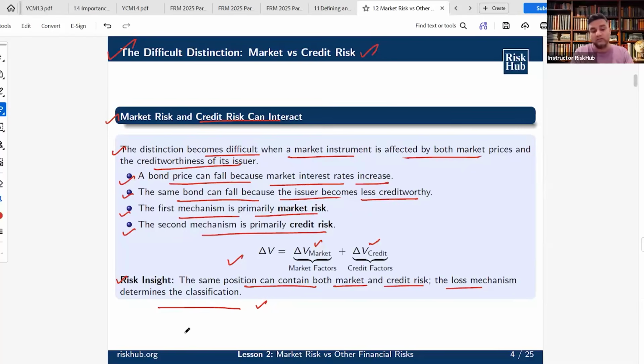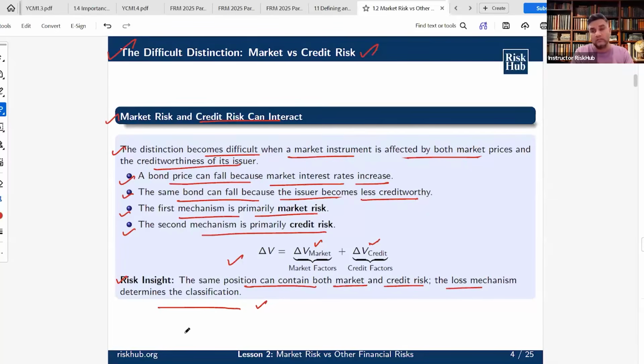Delta V is delta V of market factors, delta V of credit factors. The symbol V is the value of the position in currency units. Symbol delta means change in. So delta V is the change in the position's value per period. The formula splits the change into a part driven by market variables and a part driven by the issuer's credit quality. The split is what allows two desks, market risk and credit risk, to own different pieces of the same loss.